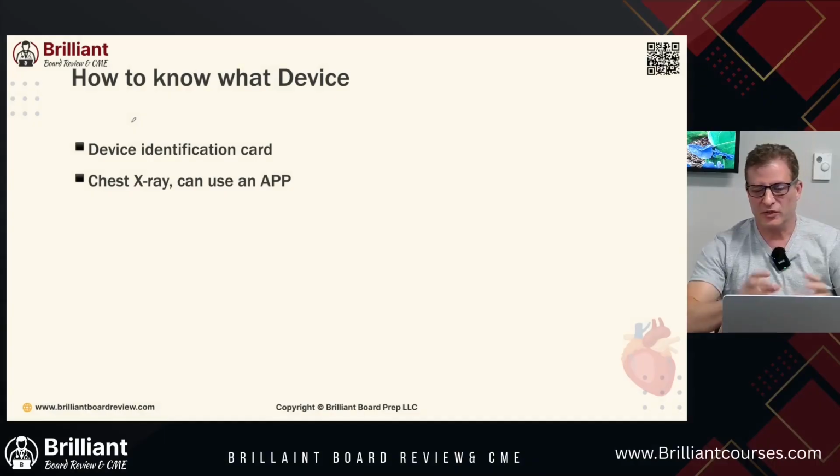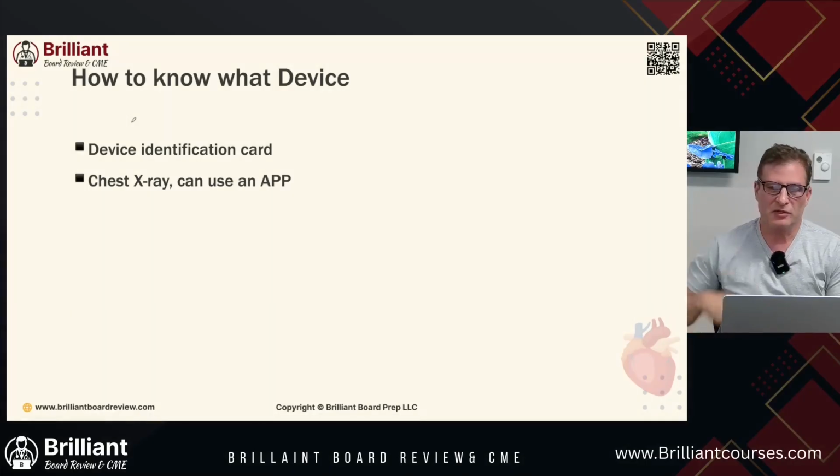In the chest x-ray, you're going to see the device. In that device, the manufacturers will have certain shapes. And there's an app for that. Did you know there's an app for that? You can go and find a device.